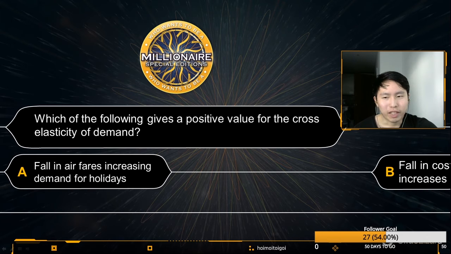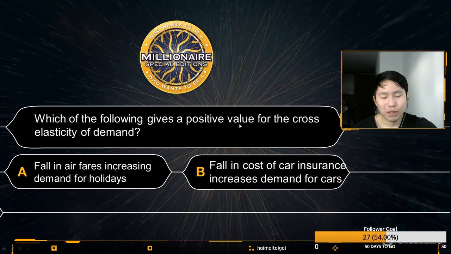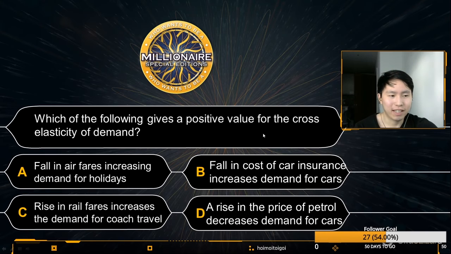Which of the following gives a positive value for the cross elasticity of demand? A. Fall in airfares, increasing demand for holidays. B. Fall in cost of car insurance, increases demand for cars. C. Rise in rail fares, increases the demand for coach travel. Or D. A rise in the price of petrol, decreases demand for cars.